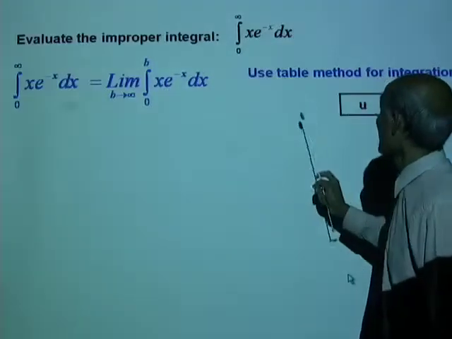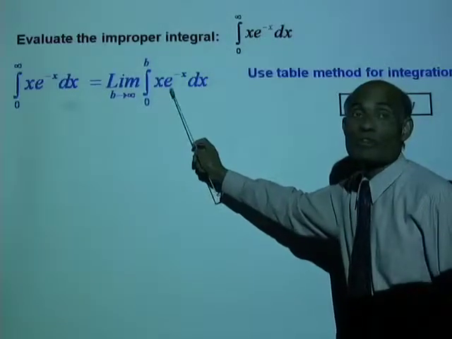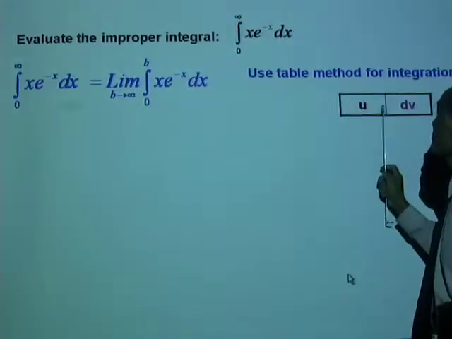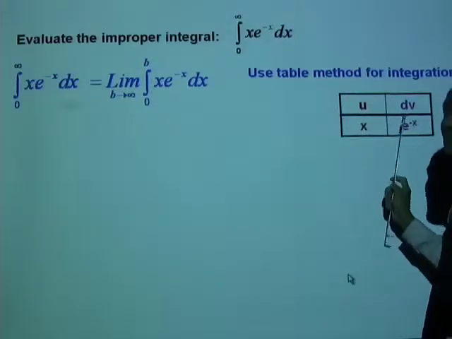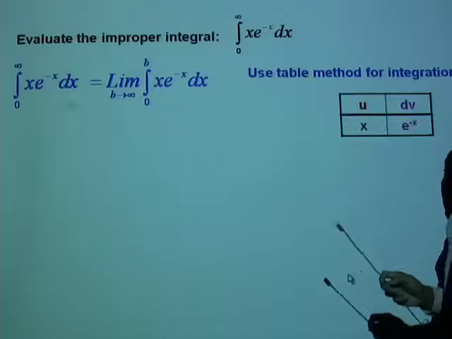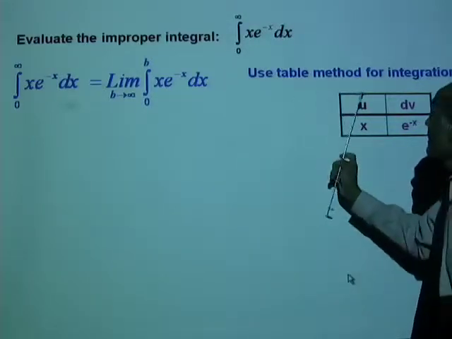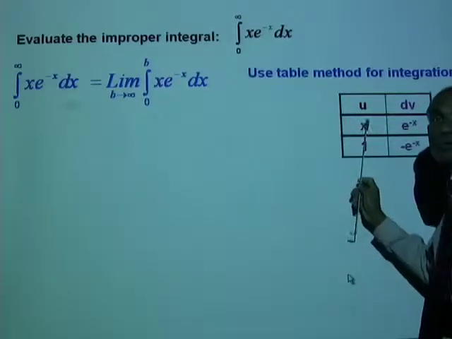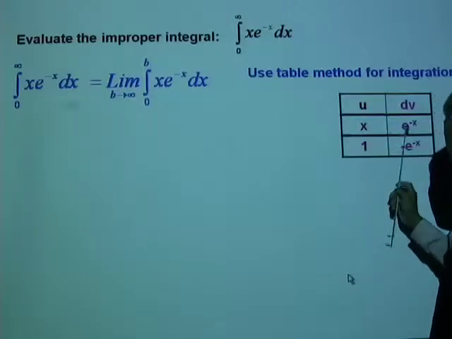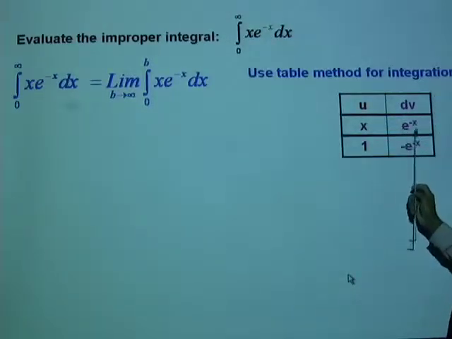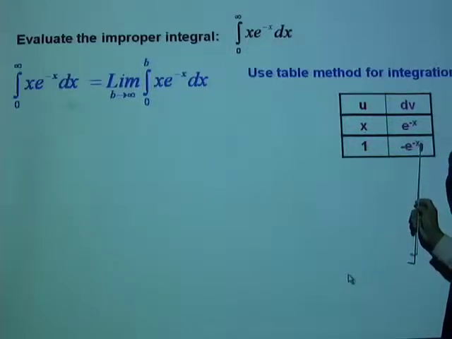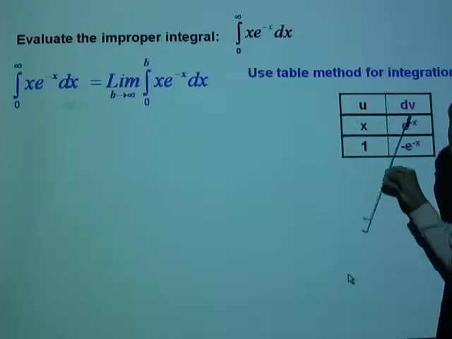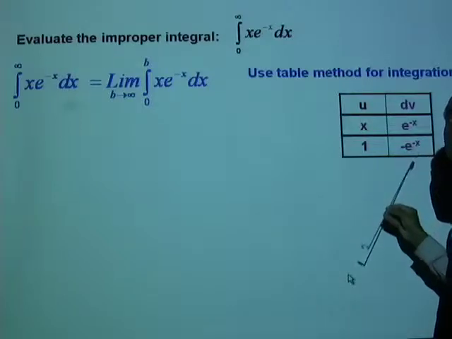So the table method, where u is our x and dv is e to the negative x dx. Find the derivative of u continuously until you reach 0. The derivative of x is 1. And the integral of e to the negative x is negative e to the negative x. So I hope you remember, find the derivative of u continuously and find the integral of dv continuously.